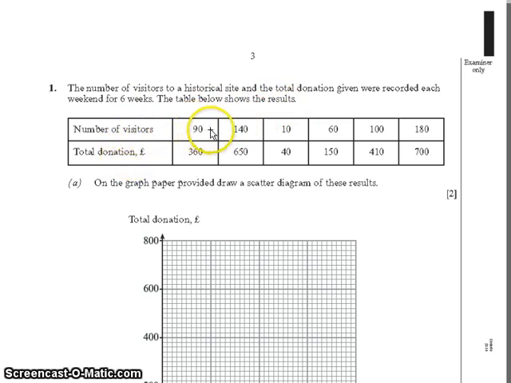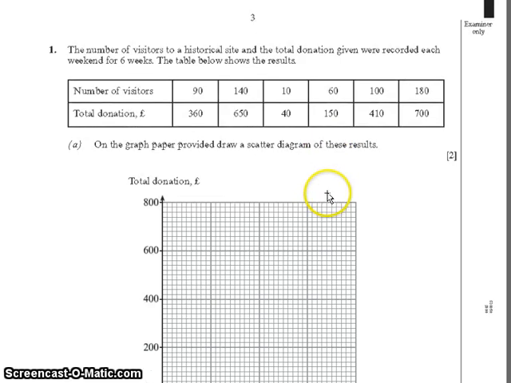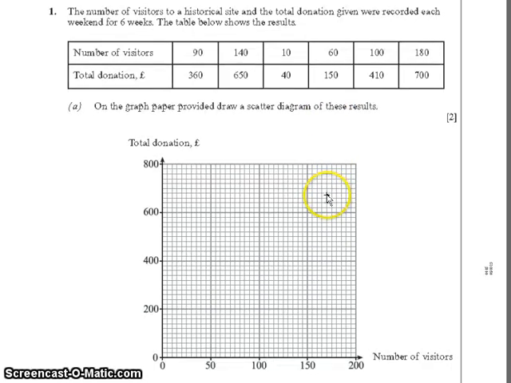So you've got number of visitors: 90, 140, 10, 60, 100 and 180. And the total donations: 300, 650, 40, 50, 410 and 700. On the graph paper provided, draw a scatter diagram of these results. Okay, so let's go down a bit so we can see the actual graph paper.